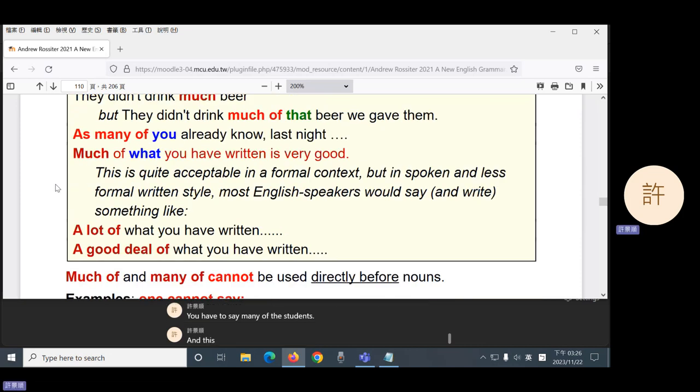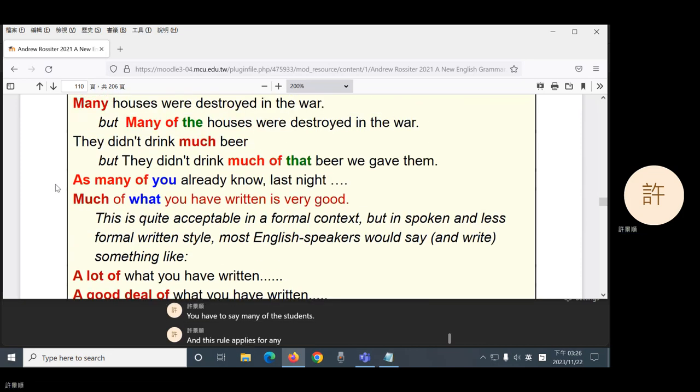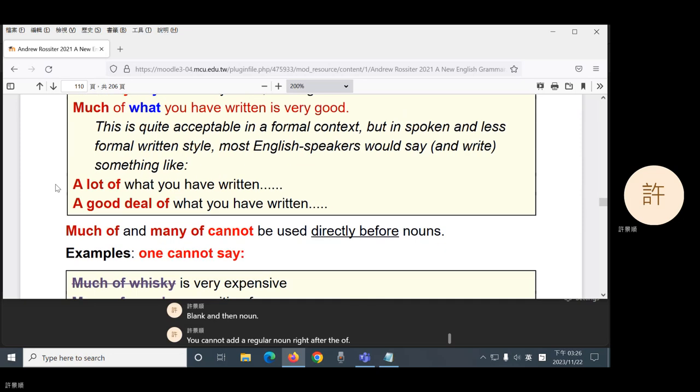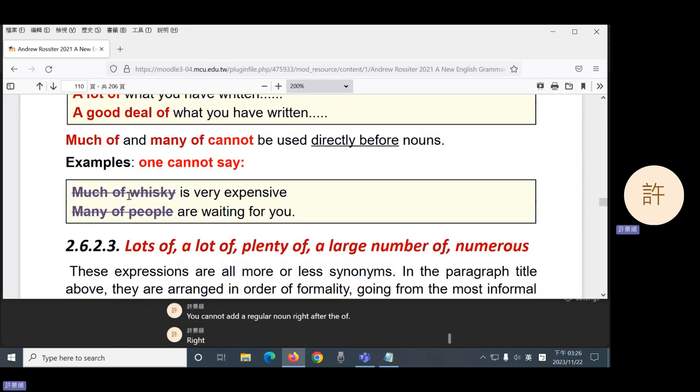And this rule applies for any formula that follows quantifier of blank and then noun. You cannot add a regular noun right after the of. Right? Something is missing here.